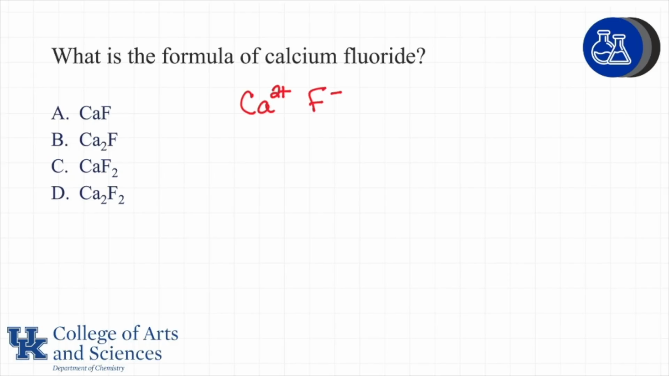What is the formula of calcium fluoride? Calcium has a 2+ charge, fluorine has a 1- charge, crisscross down and get CaF2, so C is the correct answer.